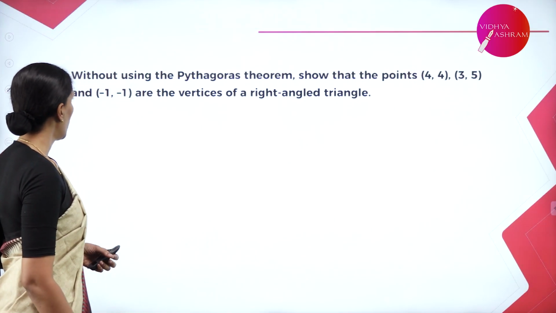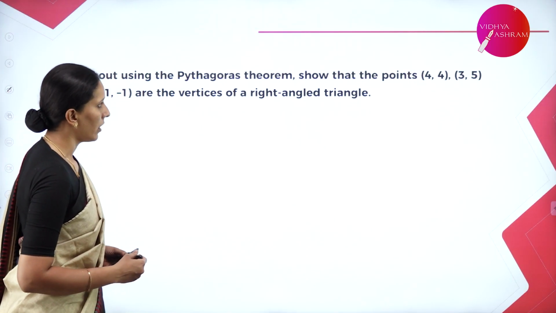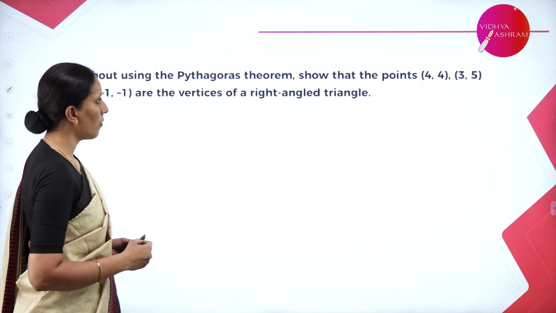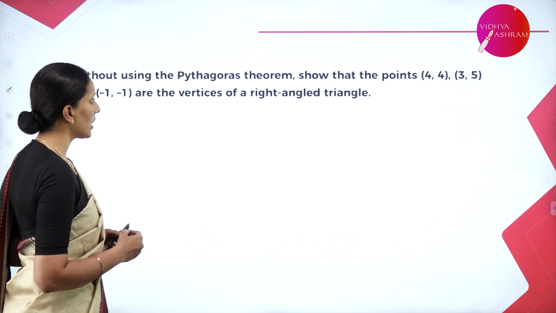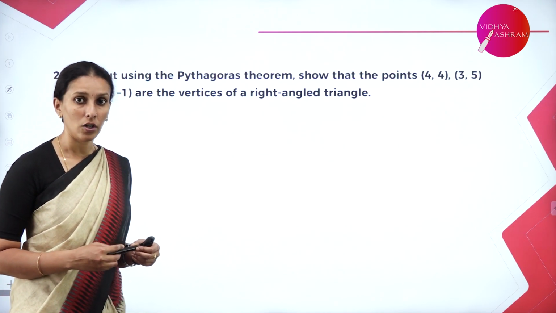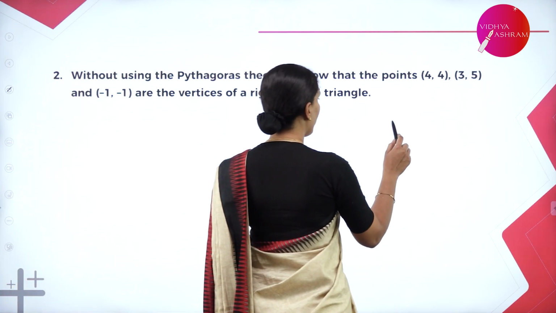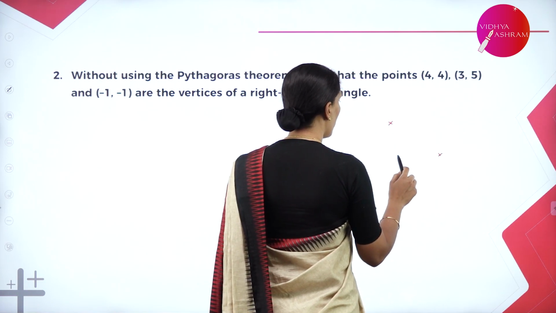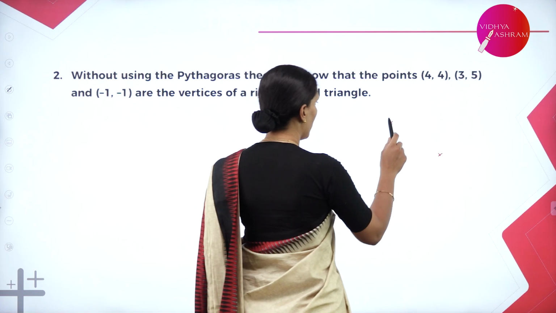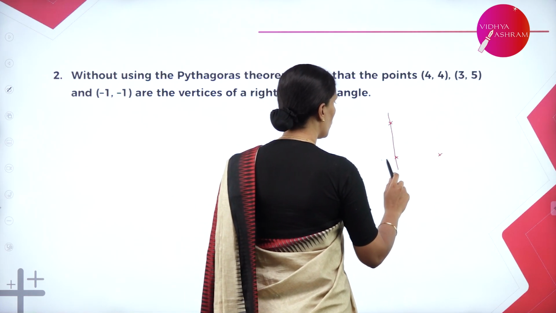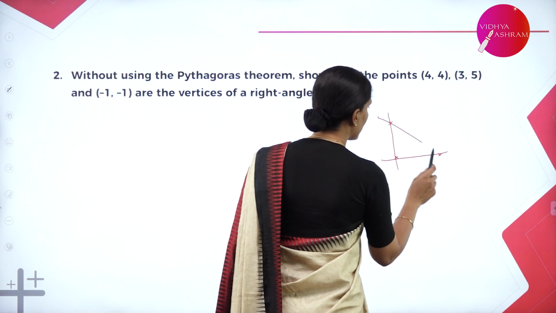Next one. Without using the Pythagoras theorem, show that the points (4, 4), (3, 5) and (-1, -1) are the vertices of a right angle triangle. So how, whenever 3 points are given, how to say that they form the vertices of a right angle triangle? So let us join those 3 line segments.